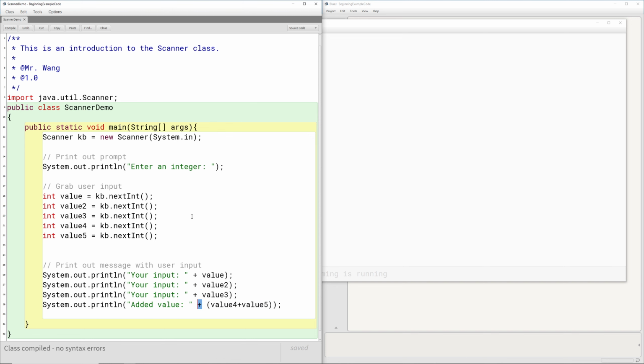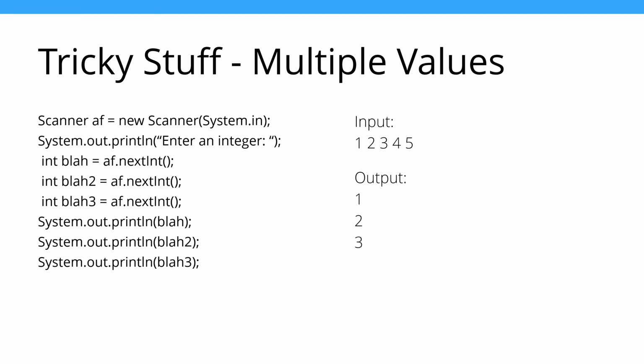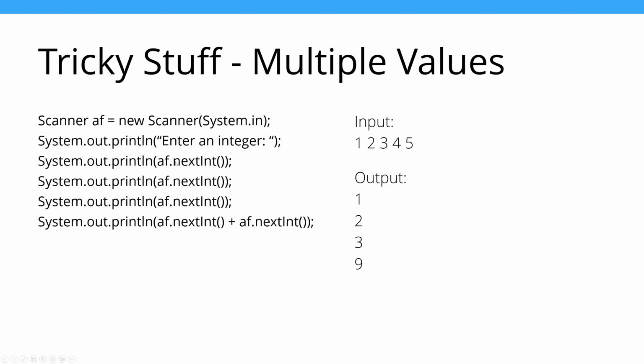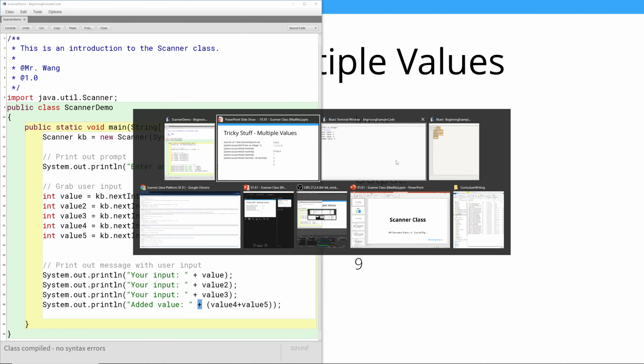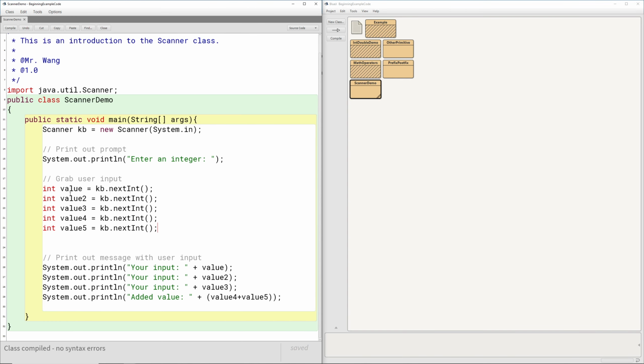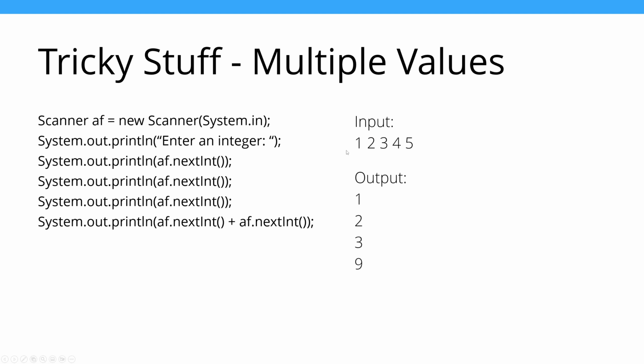Now, another way to do it actually is to do it like so. Instead of creating variables, we can actually just print out whatever nextInt returns. Okay, so we don't have to create variables. We would want to create variables if we want to do something else later with these values. But wherever I see value, I could just put that right there. Okay, I'm not going to modify this code. I just want to let you know that that is possible if you want to grab multiple values.